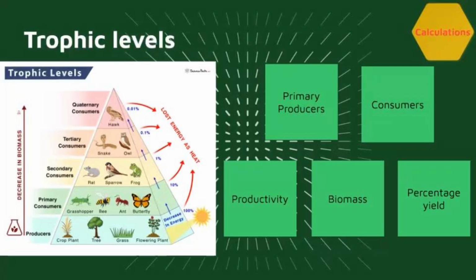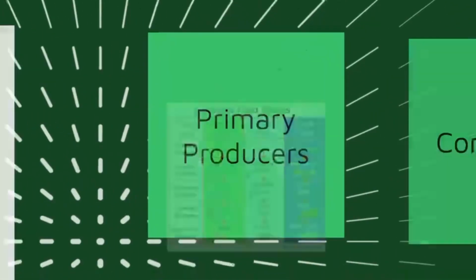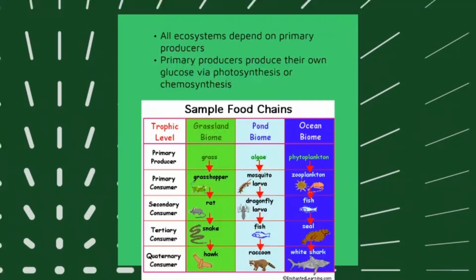So first of all, we're going to talk about the primary producers, and these are at the bottom of the food chain or the food pyramid. So we are going to work our way up from the bottom to the top and talk about the transfer of biomass and energy between these different levels. So let's start off by looking at primary producers.